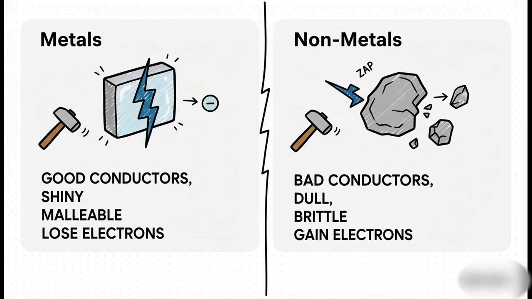Metals, which you'll find on the left side of that line, are what we all typically picture. They're shiny, they're great conductors, they're easy to shape. But chemically, their main goal in life is to lose electrons. Nonmetals, over on the right, are the total opposite. They're often dull, brittle, terrible conductors, and their whole chemical mission is to gain electrons.